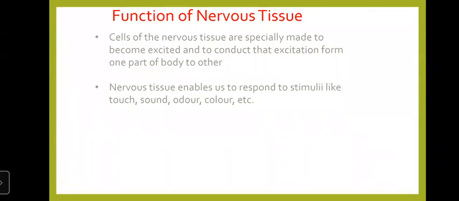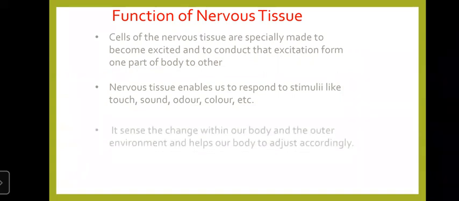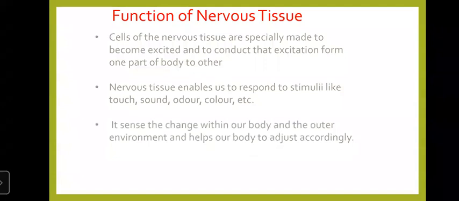So all these are the stimuli which are received by the body by the sensory neurons present in our sensory organs. They sense the change within our body. As I said, the sensory neurons are also present in our internal organs. And if there is any change in the internal structure, for example, the water level, sometimes the water level goes high, sometimes the water level goes low.